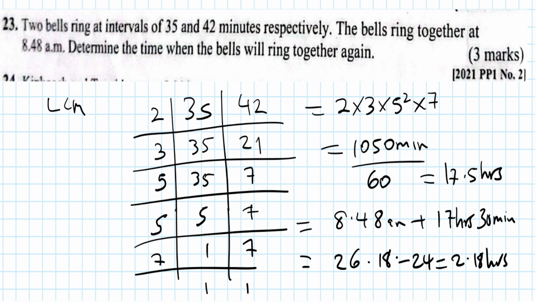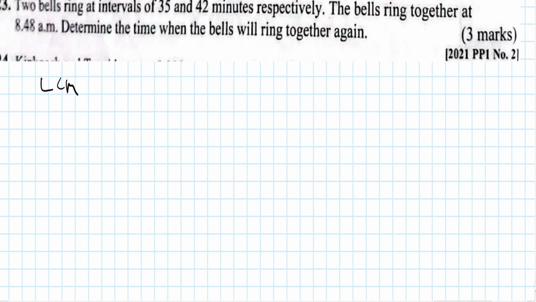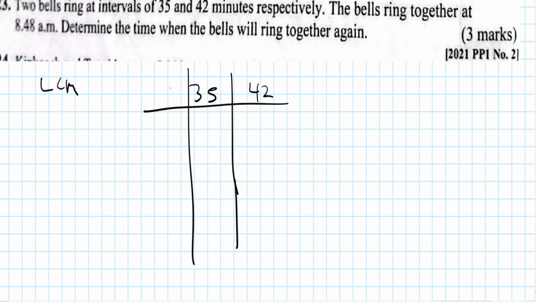Around 2:18 p.m. Am I correct? Sorry, I made a mistake again. I don't know why. Okay, 35 and 42. That's why I'm getting large numbers. So divide by 2, we're finding the LCM still. 35 and 21. Divide by 3, you're going to get 7 and 35. Divide by 5, you're going to get 7 and 7. And then divide by 7, you're going to get 1 and 1.